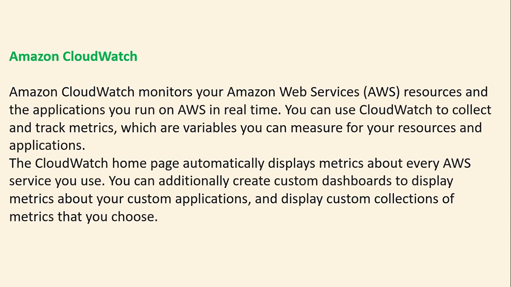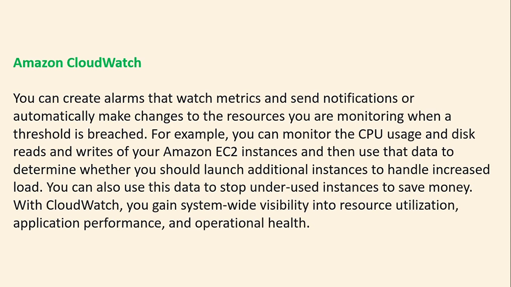Amazon CloudWatch monitors your Amazon Web Services resources and the applications you run on AWS in real time. You can use CloudWatch to collect and track metrics, which are variables you can measure for your resources and applications. The CloudWatch homepage automatically displays metrics about every AWS service you use. You can additionally create custom dashboards to display metrics about your custom applications and display custom collections of metrics that you choose.